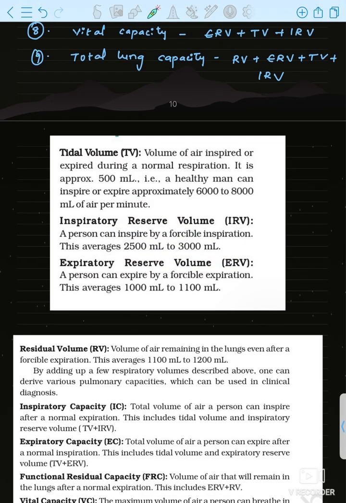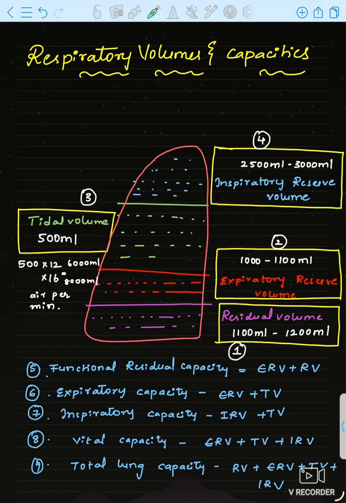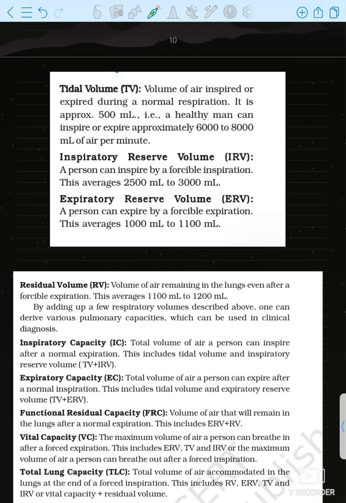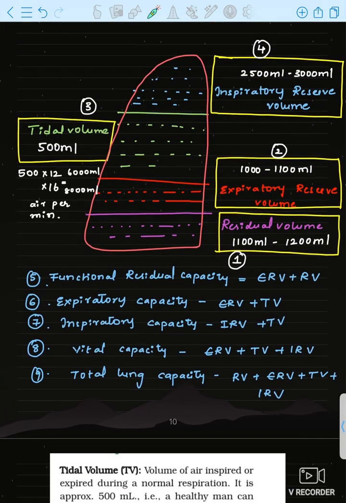Now what is expiratory reserve volume? Now normal inspiration will occur, normal expiration will occur. After normal expiration, by forceful expiration, the volume of air will be removed, that is called as expiratory reserve volume. See, a person can expire by forceful expiration. It is 1000 ml to 1100 ml.